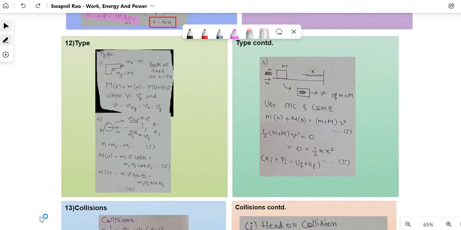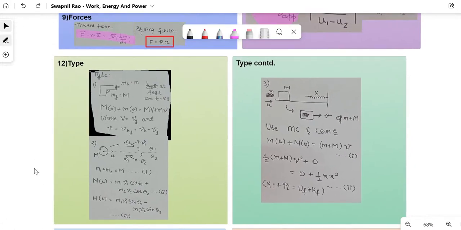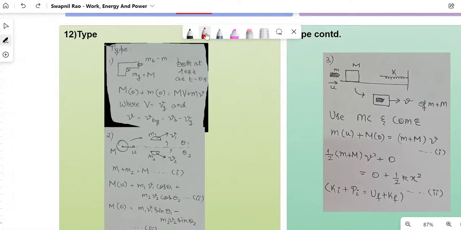If you observe, if I had not covered the type of problems, it would barely come under a 10 minute video, maybe less than that. So again, we have come to type of problems. This is a very popular type of problem where they ask, there'll be a gun and then there'll be a bullet, and let's say the bullet is of mass small m. I've written over here mb means mass of bullet, which is small m, and mg means mass of gun, which is capital M. Both are at rest at t equal to 0 seconds.